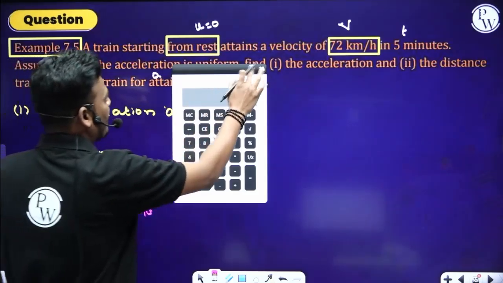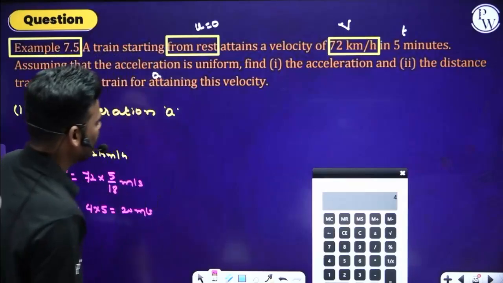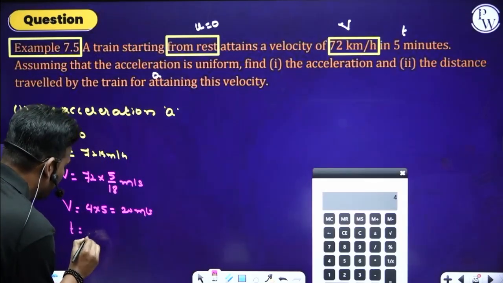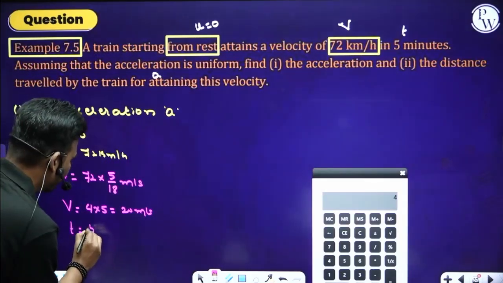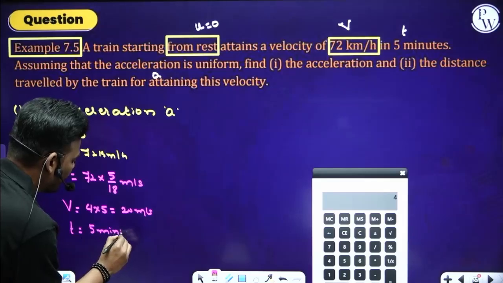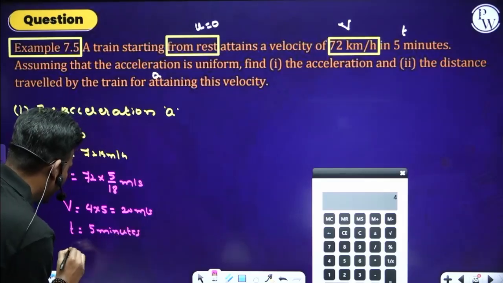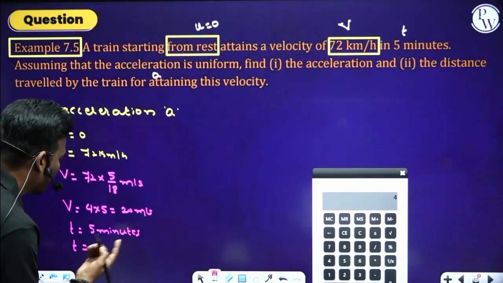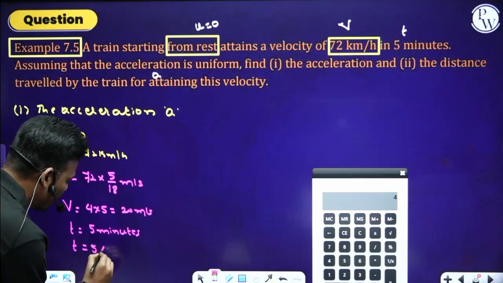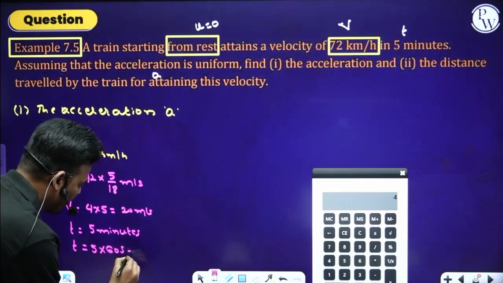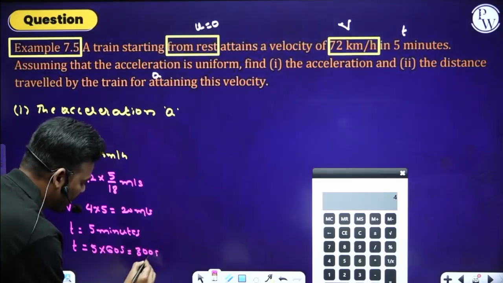And the next one, what have they given? Time. They have given 5 minutes. And 5 minutes is not an SI unit, therefore convert that. So 5 into 1 minute equals 60 seconds, that means 300 seconds.